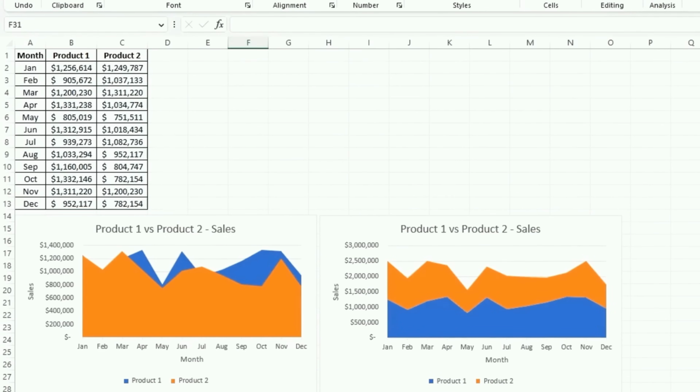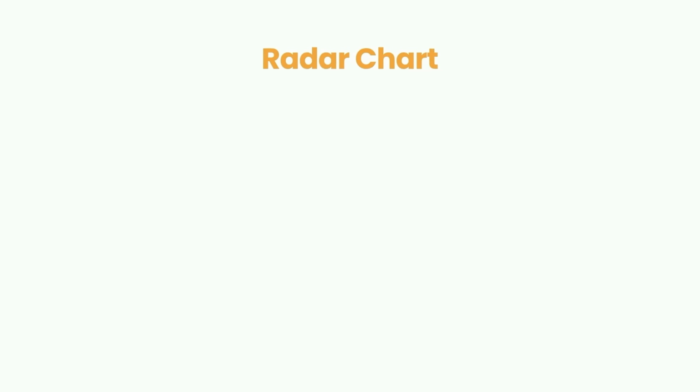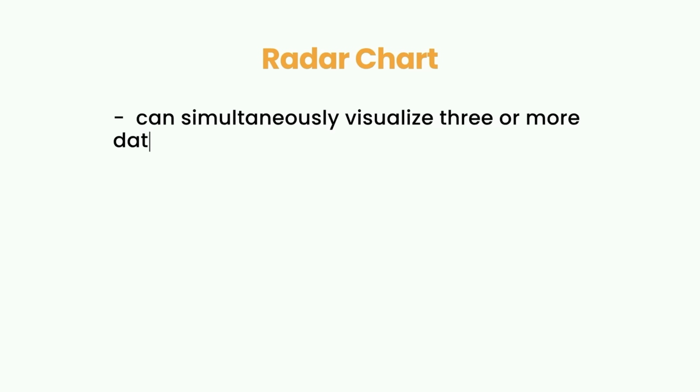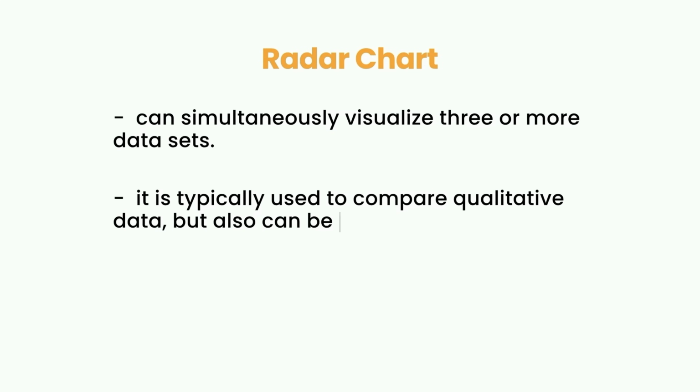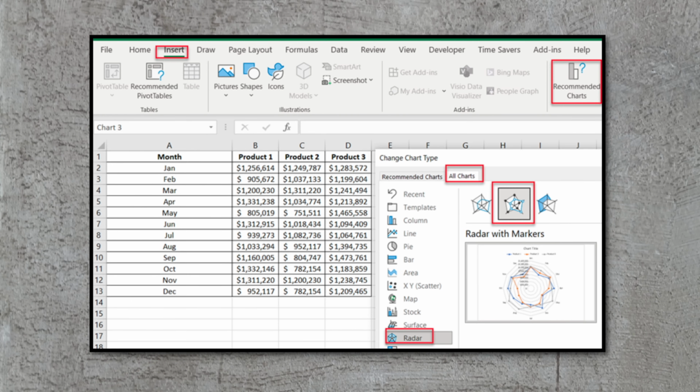Now let's try to understand radar chart. Radar chart diagram can simultaneously visualize 3 or more data sets. It is typically used to compare qualitative data, but also can be used for quantitative data. The radar chart may seem intimidating, but it is straightforward to use. So this chart is helpful when you have multiple time series or different dimensions on the same chart.